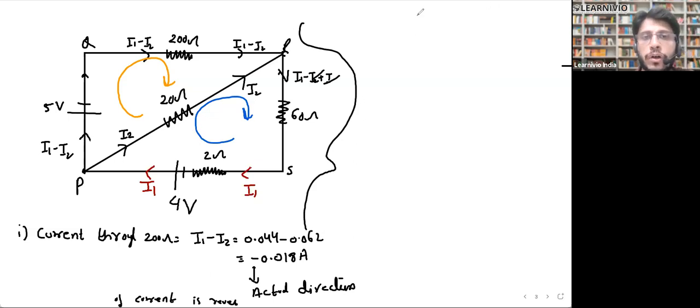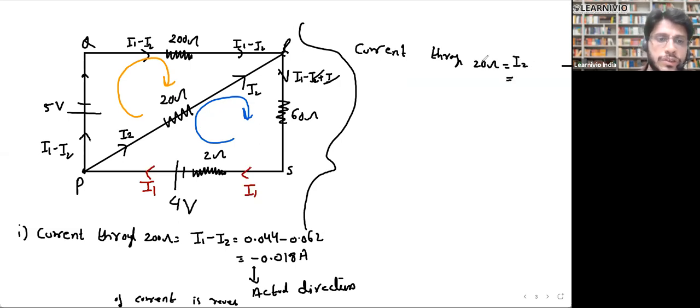Next, we need current through the 20 ohm resistor. That is equal to I2, which is 0.062. So Ahmed, through both calculations, yours and mine, current through the 200 ohm resistor will be 0.018. For you, it's directly I2, which is coming out to be 0.018. Yes, sir. It's all correct now. So that will be the same.